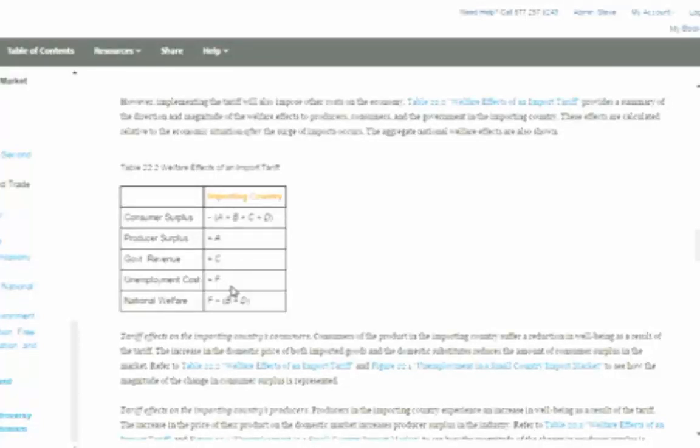But there's an unemployment cost effect. And in this case, I'm putting a positive F because what we're doing is eliminating the negative effects and getting back to ground zero. The change is moving from minus F to 0. Therefore, the change is a plus F. You're getting those unemployed workers back to work and you're eliminating that negative effect upon the economy. So that's the positive effect we're representing with F. Now, the national welfare effect from the tariff turns out to be F minus B minus D.